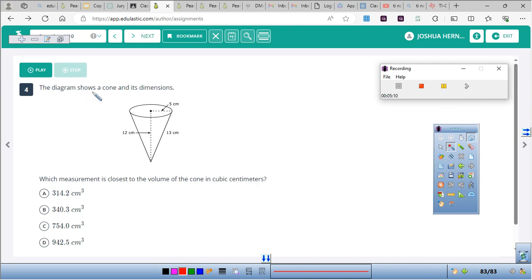That diagram shows a cone and its dimensions. Here's a cone. Which measurement is closest to the volume? How do you get the volume of a cone?